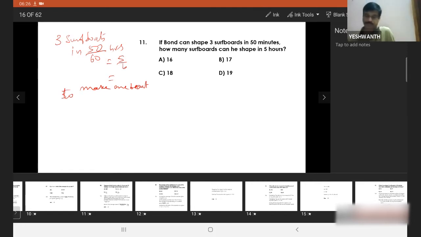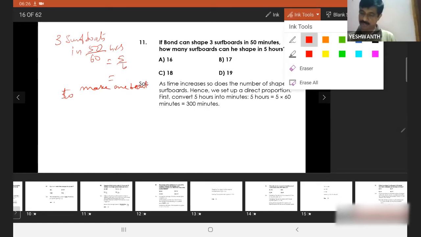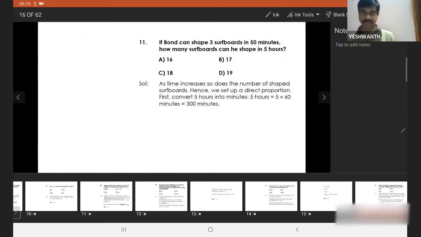So now look at this. See here, what we are trying to do is, we are trying to convert hours to minutes. Instead of that, we can also convert hours into minutes. That is possible. 3 boats in 50 minutes.